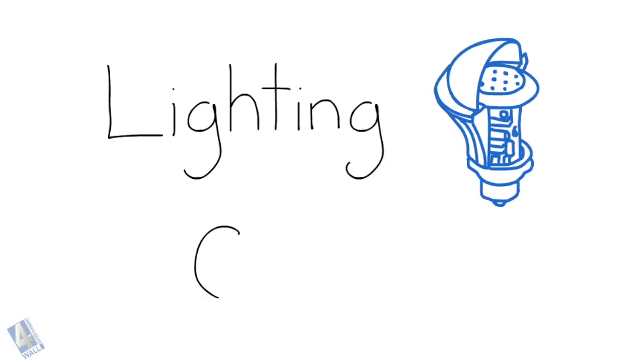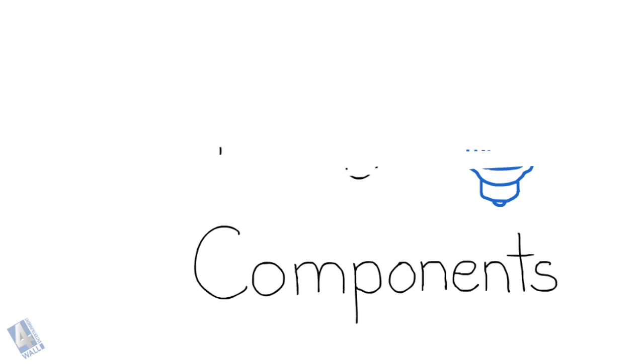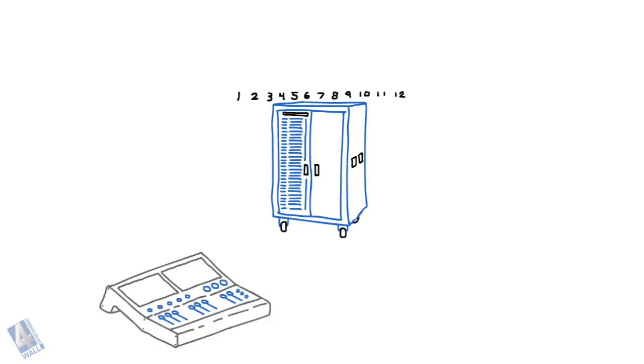Now that you have a better understanding of a basic lighting system, let's talk about how each component works together. For this video illustration, we have a 12-channel dimmer: 1, 2, 3, 4, 5, 6, 7, 8, 9, 10, 11, and 12. Down here you have a 12-channel lighting console, and it also has channels 1 through 12.